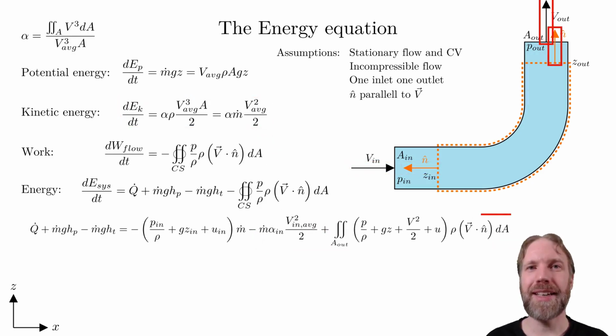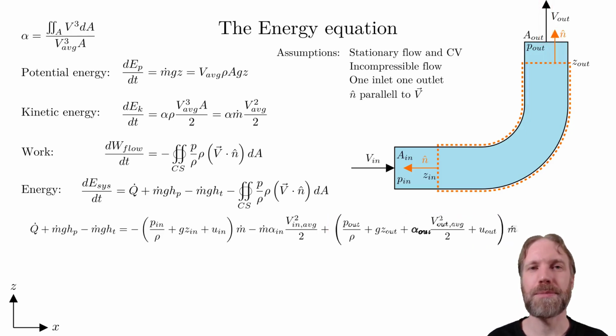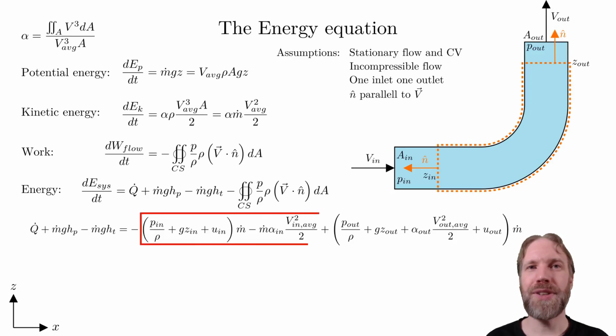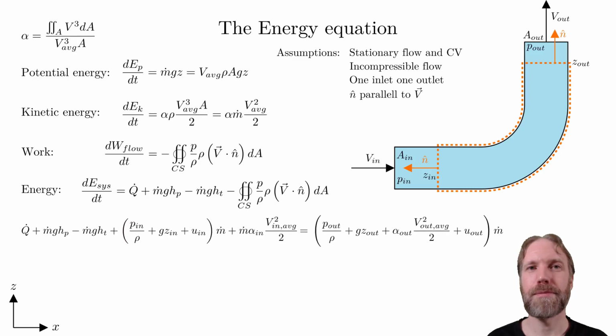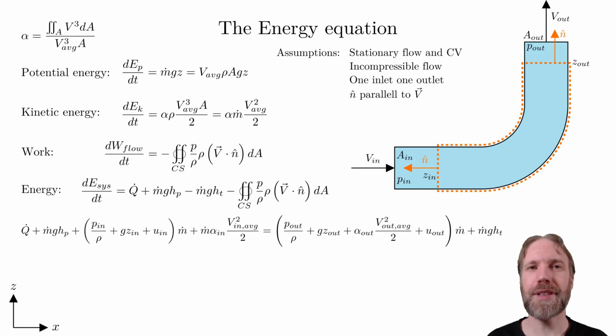We can do exactly the same for outlet. Here we get a plus sign from the dot product. Move the inlet terms to the left-hand side. Move turbine to right-hand side. Divide all terms with the mass flow.